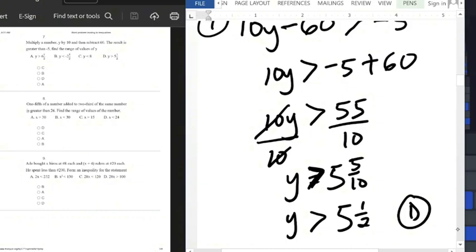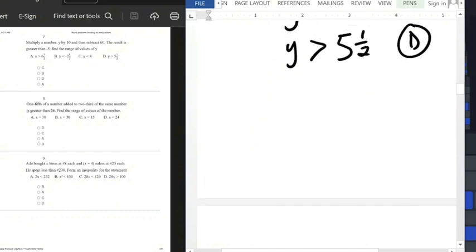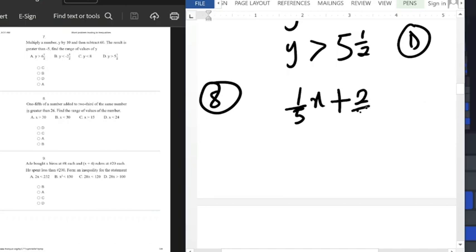All right, so let's go to question number 8 now. 1/5 of a number, let the number be x. So 1/5 of the number x, added to 2/3 of the same number, that's 2/3 of x, is greater than 26. Find the range of values of x.